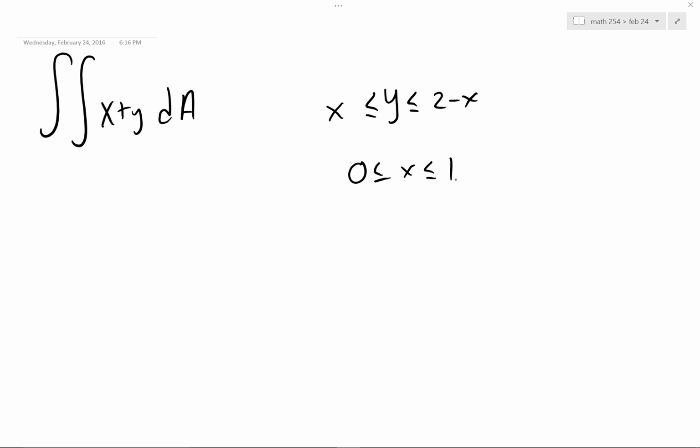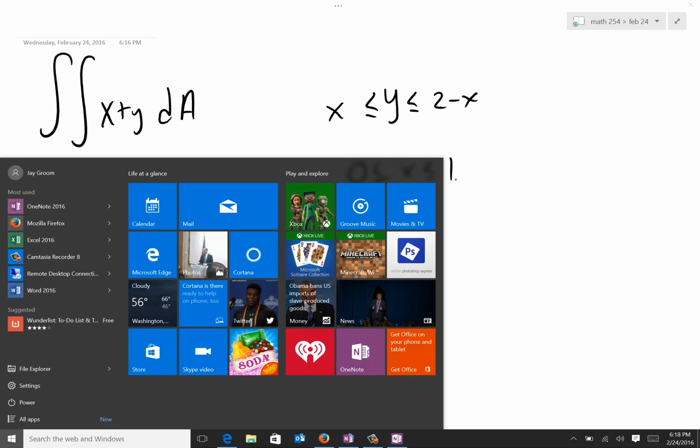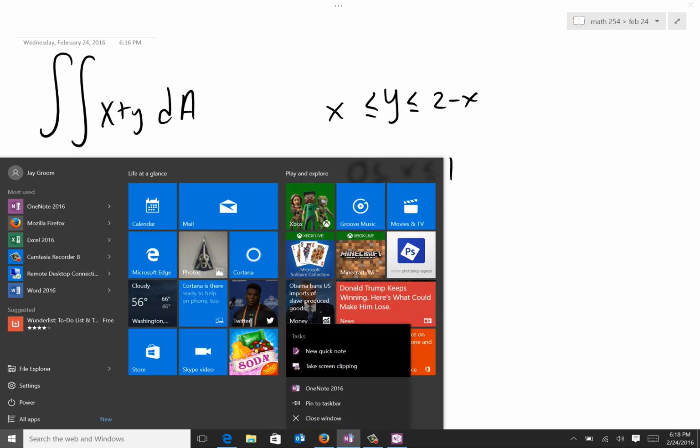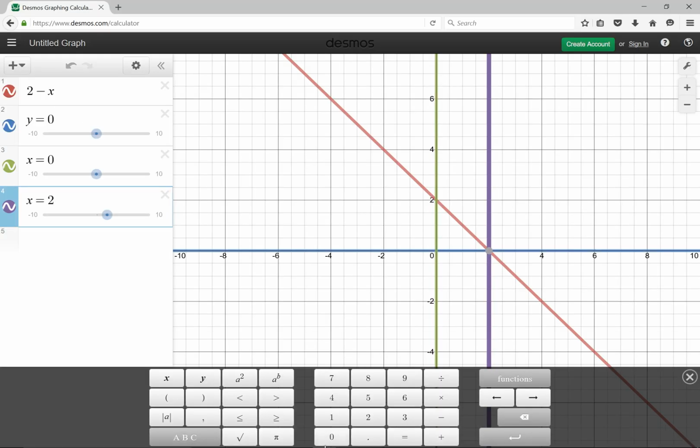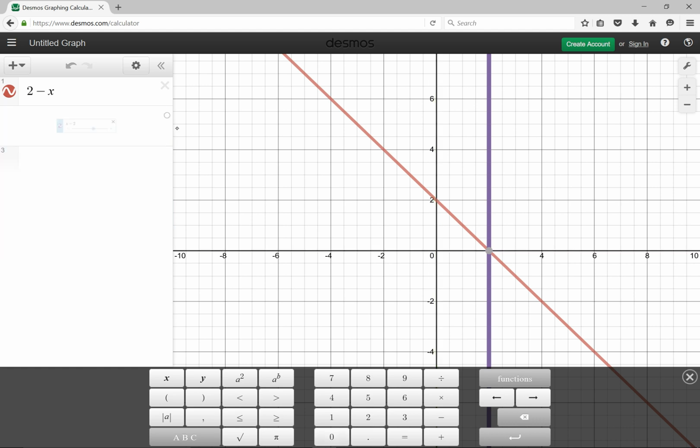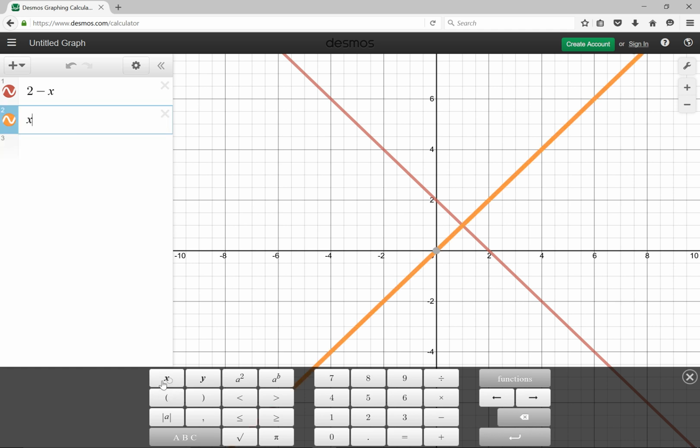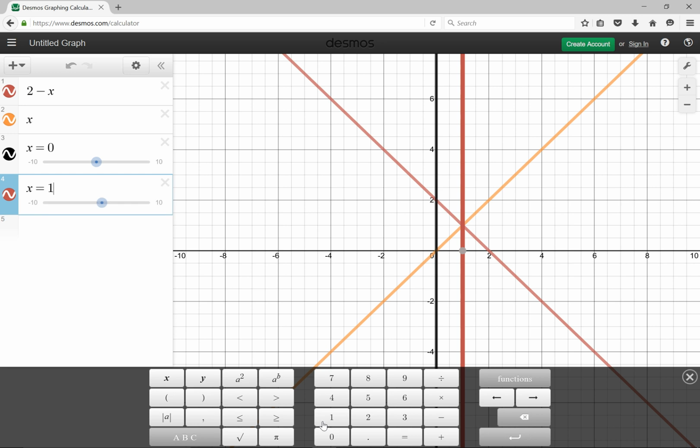So if you were to look at the graph of this guy, again, if you've taught algebra for a while, you know what this picture looks like. But if you don't, this is what graphing calculators are made for. So use them. So 2 minus x, we still got 2 minus x. But you could do just y equals x right here. Oh, nice. And then you could do x equals 0. And you could do x equals 1. Oh. And so it's this region in here is what we're integrating over. This triangular shaped region in here.